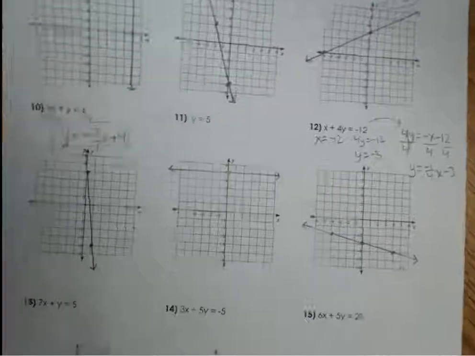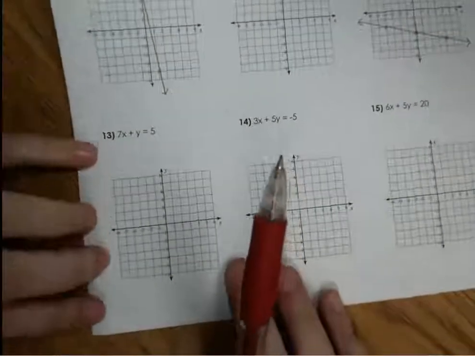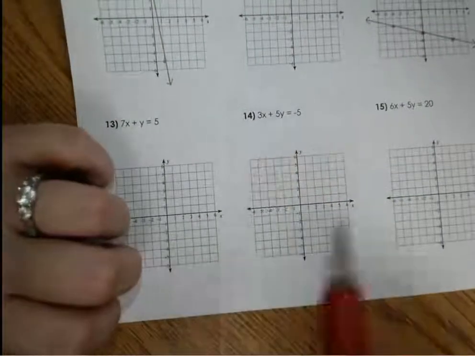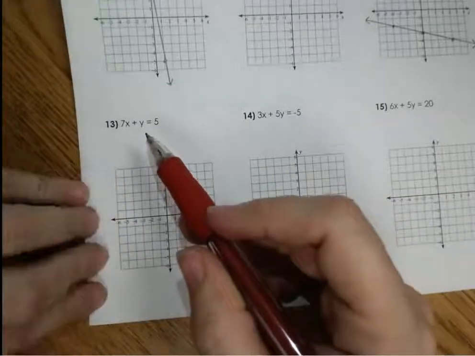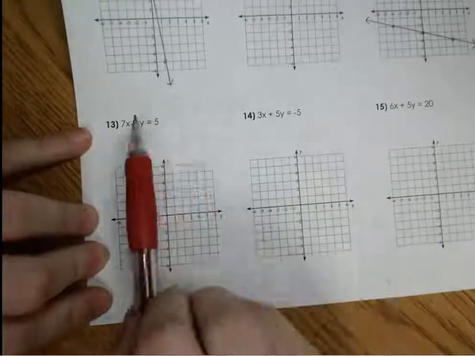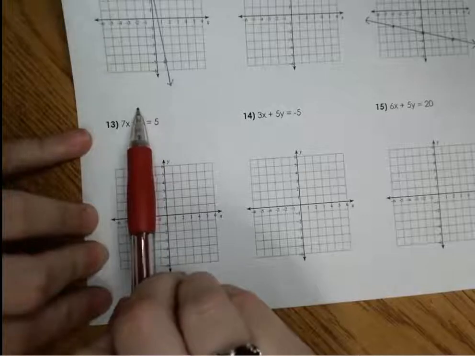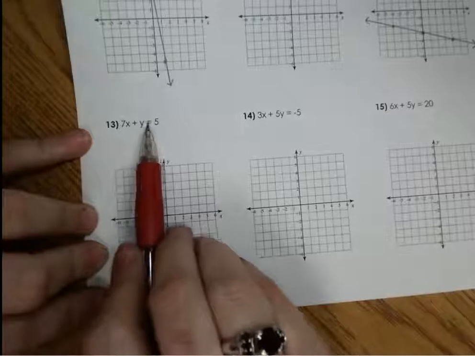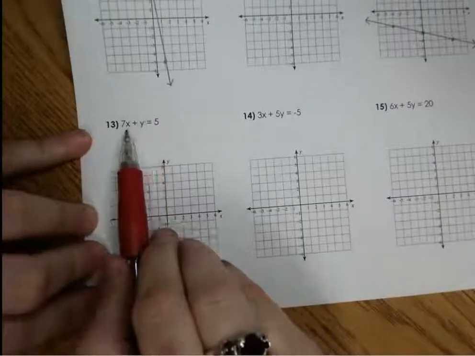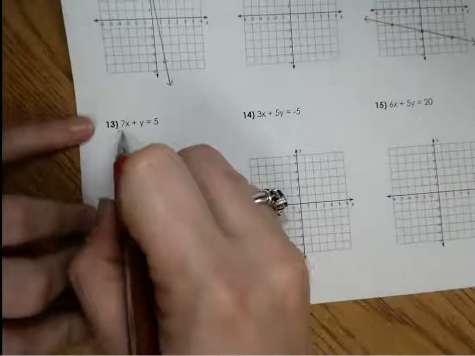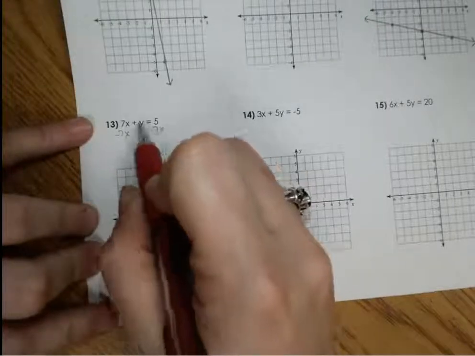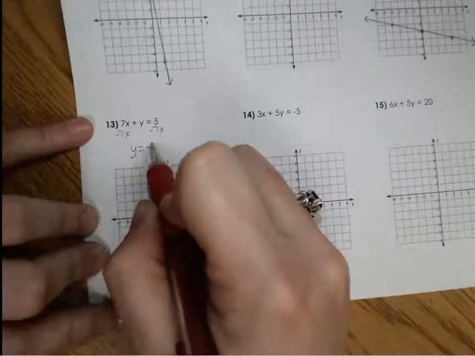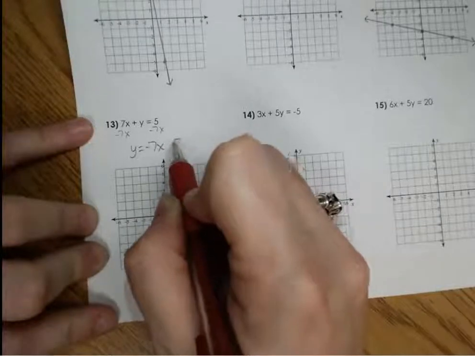All right, 3 more, guys. There we go. 13. We have 7x plus y equals 5. Intercepts this time aren't going to work because 5 divided by 7 is not a whole number. So let's get y by itself. All we got to do is subtract 7x to the other side. So we're going to get y is equal to negative 7x plus 5.